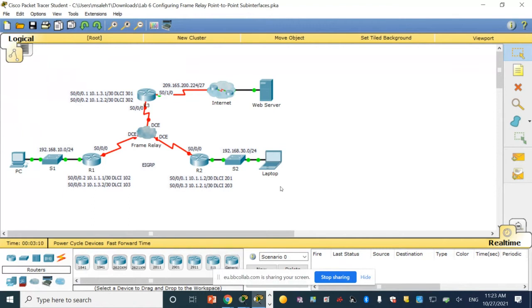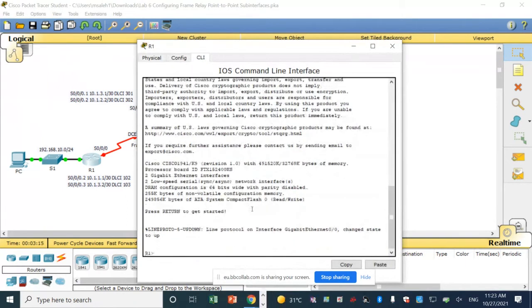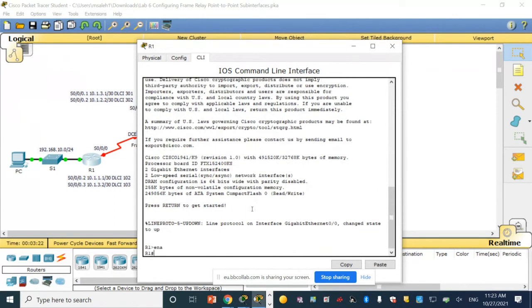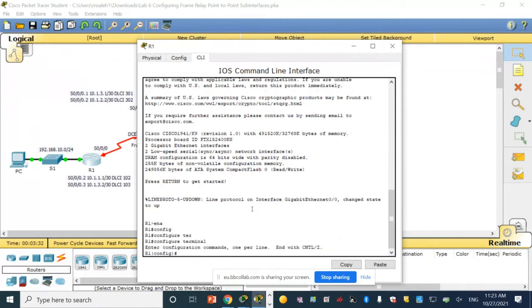So click on router one. CLI. Enable. Configure terminal. And then we will put which command? Encapsulate. We call the interface, yes?